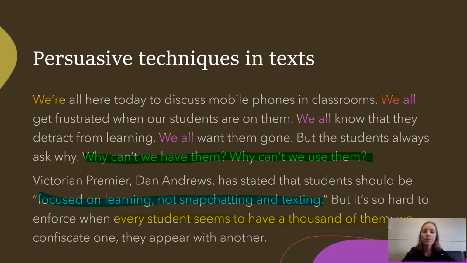Inclusive language is the last one. We're all here today. We all get frustrated. We confiscate one, they appear with another. It's including all teachers in this idea that we're in it together.